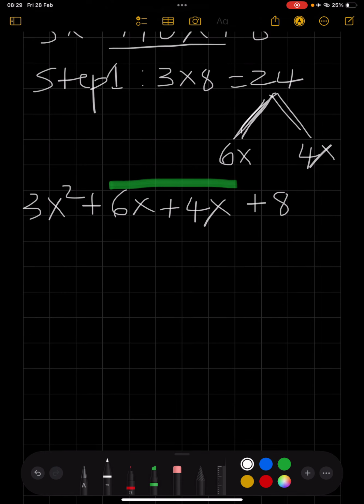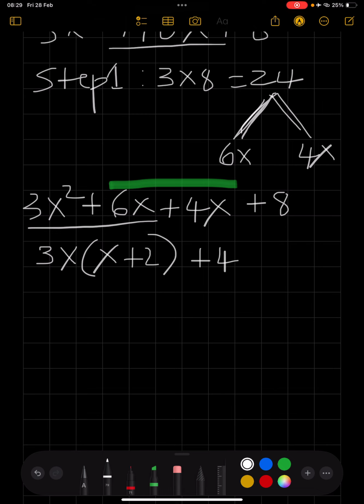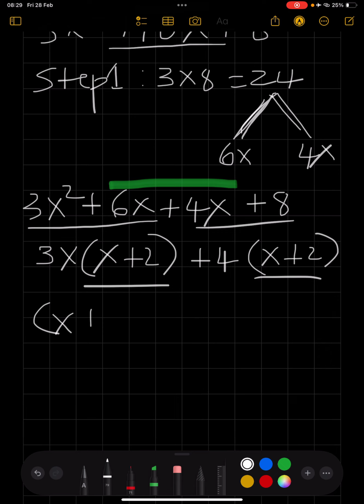Alright, now we take out a common factor. We can see that for the first two terms, the common factor is what? It is 3x. Then we're going to have x plus 2. We can see that the common factor in the second part is 4. Then we're going to still have x plus 2. Then we take x plus 2 out as a common factor. And then we're left with 3x plus 4. Alright.